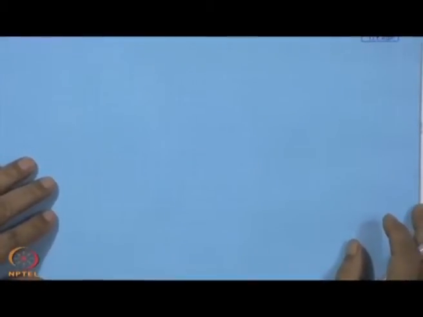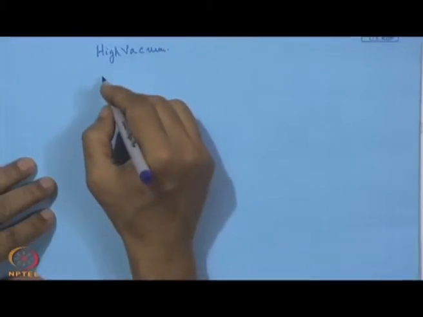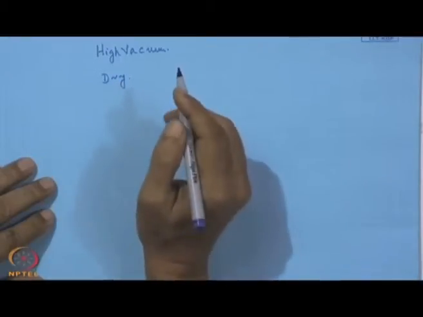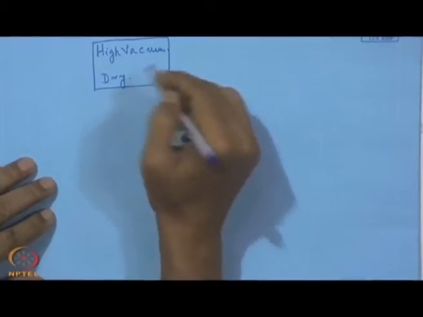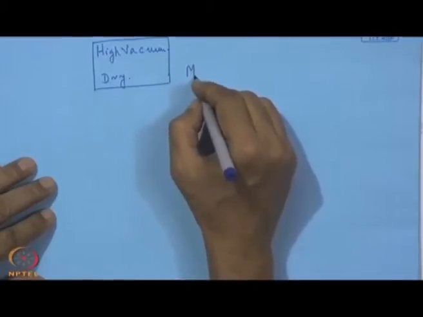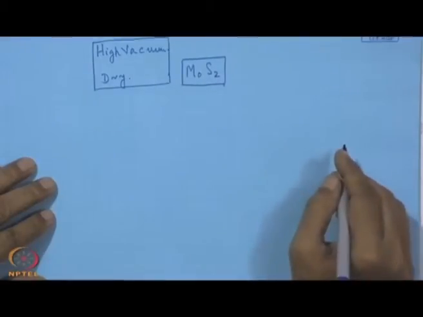Now comes coating architecture. What do we want? We want a stable coating, and a stable coating means it should be stable not only in a very restricted atmosphere, by which we mean high vacuum. This is a restricted atmosphere, high vacuum, a dry environment, no moisture content, and we know from our experience that in this high vacuum dry environment, MoS2 is one of the best materials for giving one of the lowest values of friction.